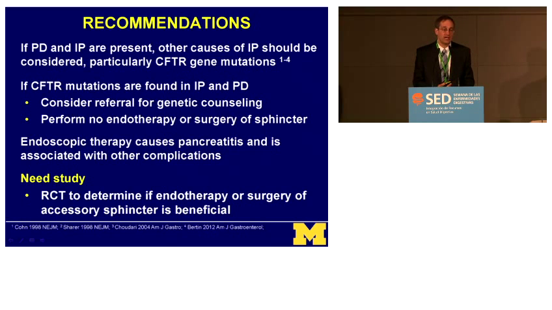So what are the recommendations? If pancreas divisum and idiopathic pancreatitis are present, other causes should be considered, particularly CFTR gene mutations. If CFTR mutations are found, consider referral to a genetics counselor, and perform no endoscopic therapy or surgical therapy of the sphincter. Endoscopic therapy causes pancreatitis. It is associated with other complications. We really need to study this in a rigorous way with a randomized controlled trial to determine if endotherapy or surgery of the accessory sphincter is beneficial. Thank you.